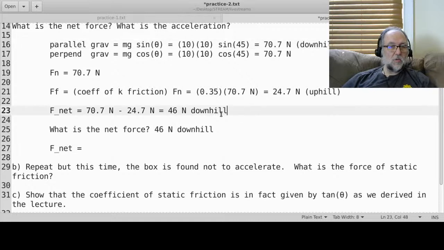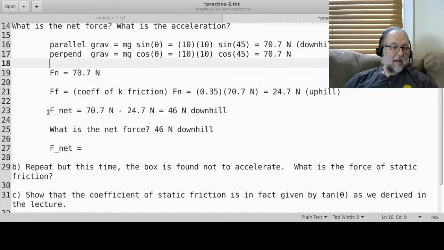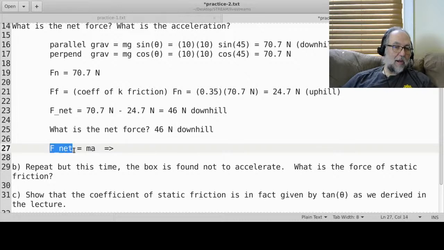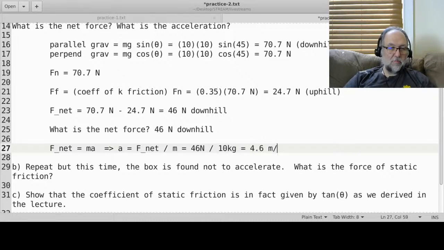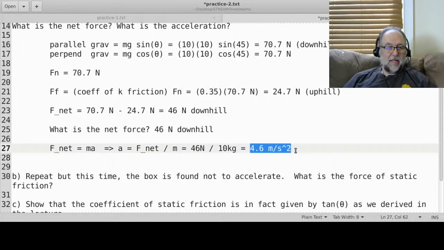That's what this was all about. All of that work to find all those individual pieces was so that we could find F net. And then once you got F net, that's got to equal ma. That's how it relates to the acceleration. Now we want to find a. We have F net already. There it is. And we have m, and so a is equal to F net divided by m. And so that's 46 newtons divided by 10 kilograms, and that gives us 4.6 meters per second squared. There you go. That answers the question, what is the acceleration?